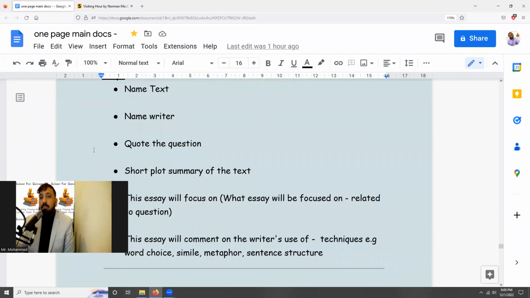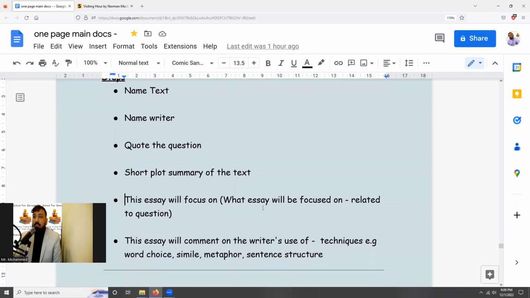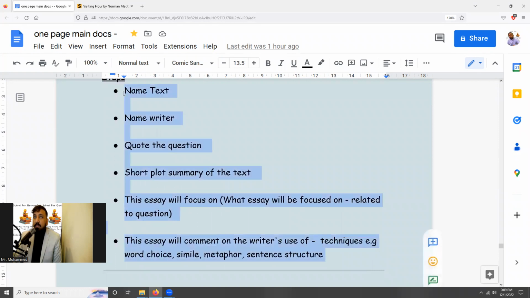Let's make myself a bit small. There you go.